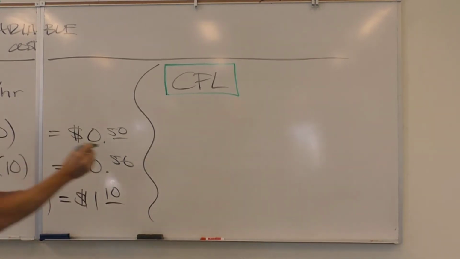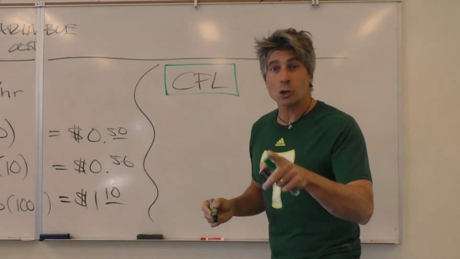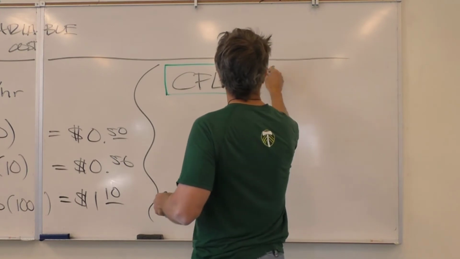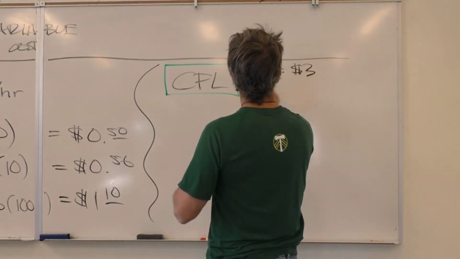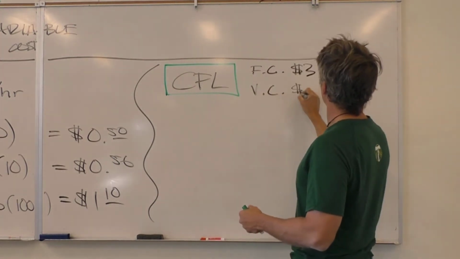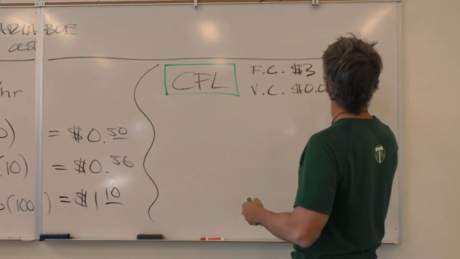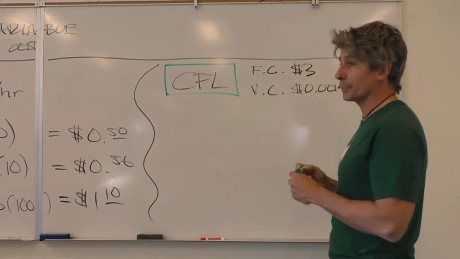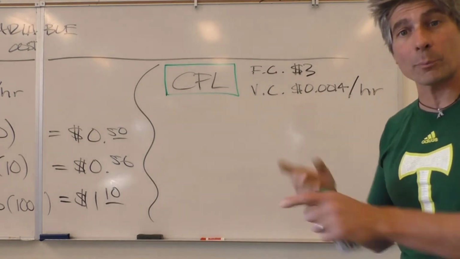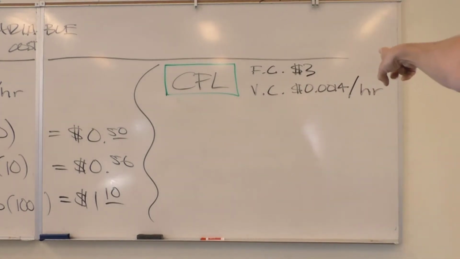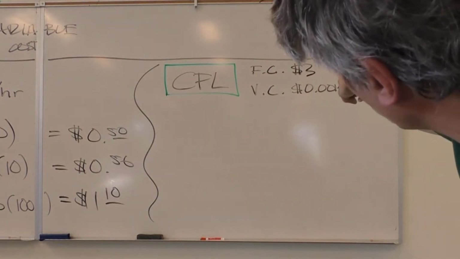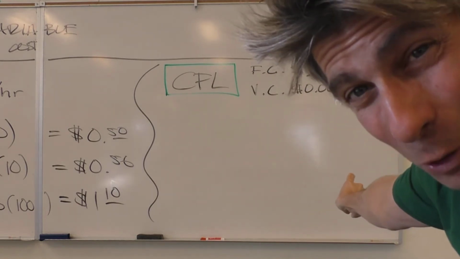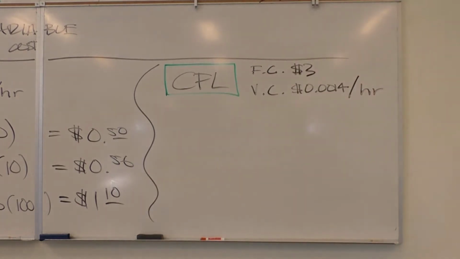The CFL, if you remember, and it's okay if you don't, had a fixed cost of $3. And it had a variable cost of $0.0014 per hour. Yes, $0.0014 per hour, 0.14 cents per hour. So it's a lesser variable cost. It's a higher fixed cost, but a lesser variable cost. And hopefully that makes sense.